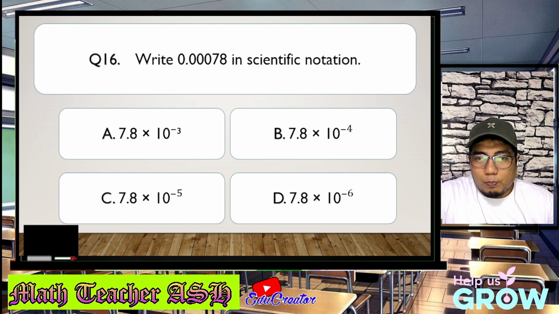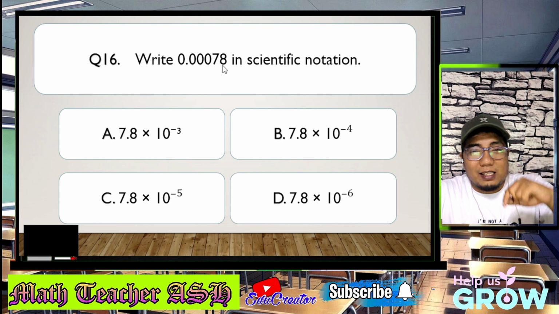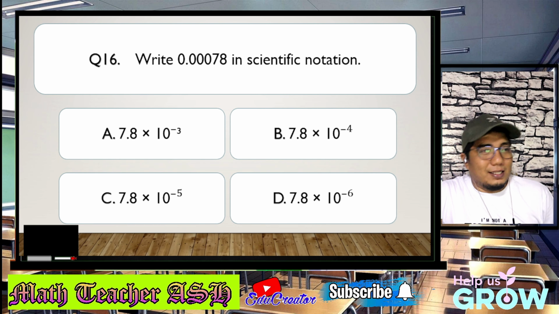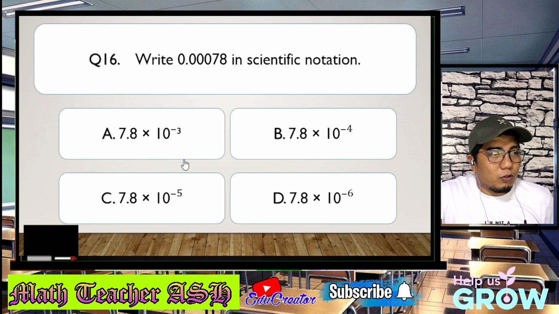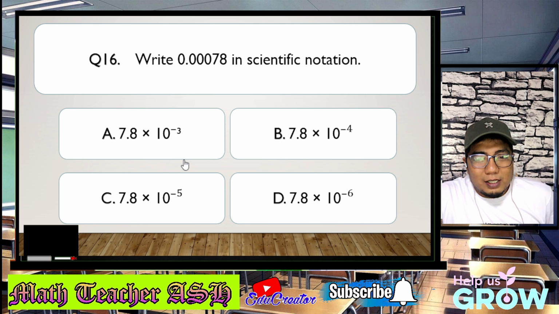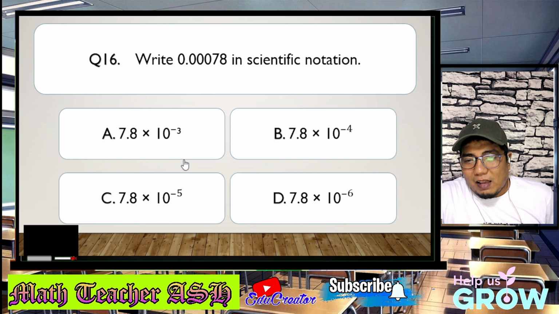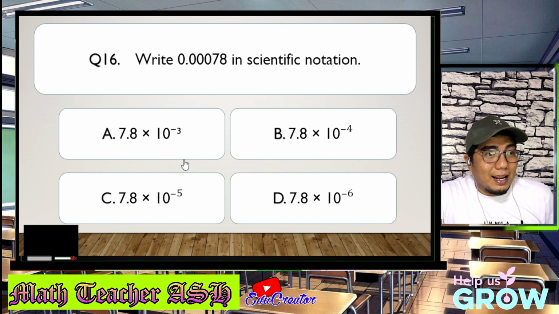Write 0.00078 in scientific notation. This is tens, hundreds, thousands, ten thousands, hundred thousands. So that is 78 hundred thousandths. Okay, in scientific notation. Is it A, 7.8 times 10 to the negative 3 power? B, 7.8 times 10 to the negative 4th power? C, 7.8 times 10 to the negative 5th power? Or D, 7.8 times 10 to the negative 6th power.